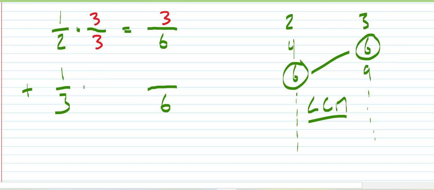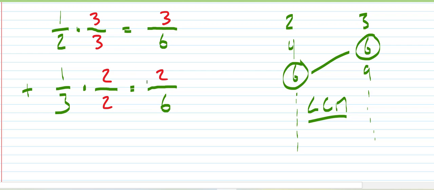We want to do the same thing here. We want to multiply by another fraction such that the denominator is 6. Well, that is going to be 2. Multiply by 2 over 2. 1 times 2 is 2.